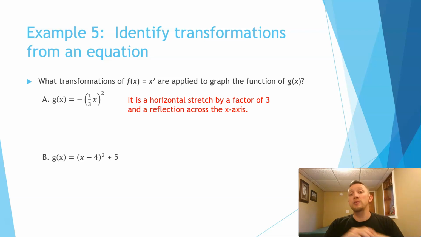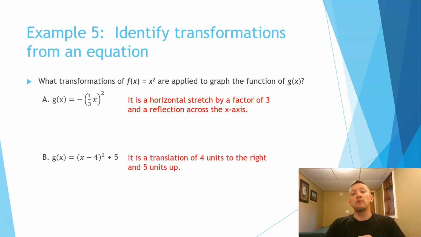The other one we have is in parentheses x minus 4, quantity squared, plus 5. This one's going to be a little easier because we don't have anything multiplied, we're just translating. But remember, anytime that we have something going on specifically with the x, we always do the opposite. So the x minus 4 is not moving to the left 4 units. It is moving to the right 4 units. And so we'd say it's a translation of 4 units to the right and 5 units up. That's how you would do that one.